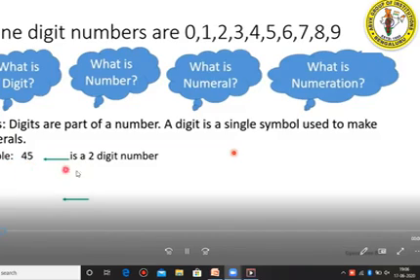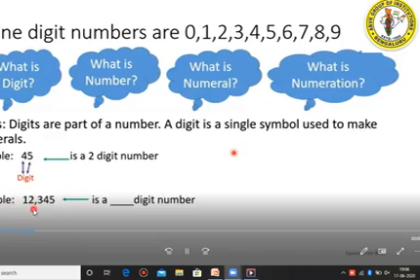So is this 45 a number? How do you know it is a 2 digit number? This 5 is 1 digit, and 4 is 1 digit. So this is a 2 digit number. You can see clearly here, these are called digits. So 45 is a 2 digit number. I hope that you understood what we mean by digits.